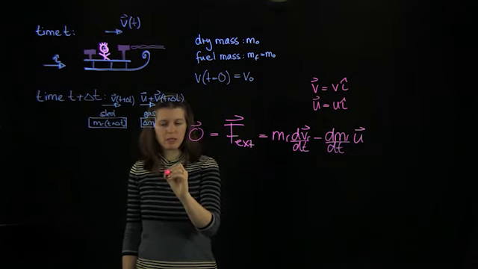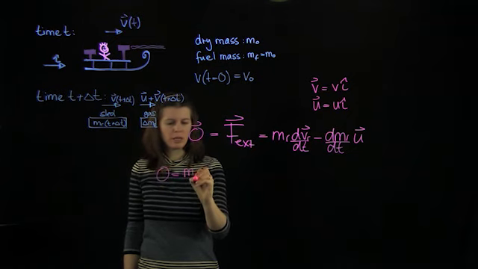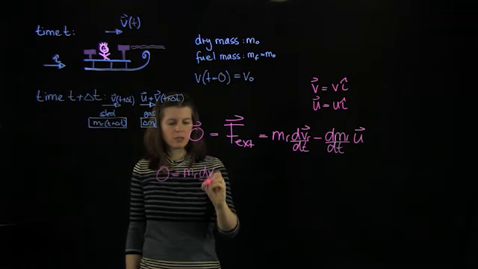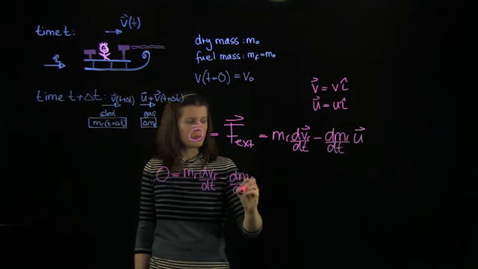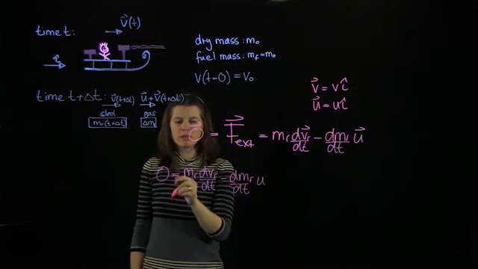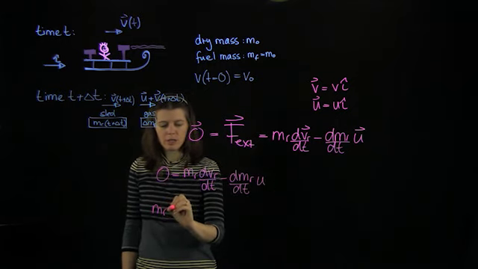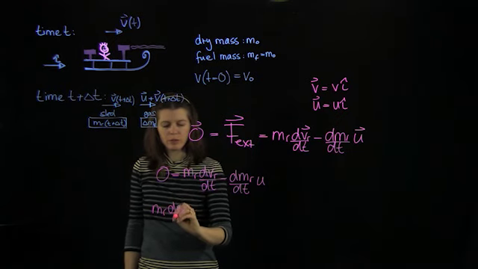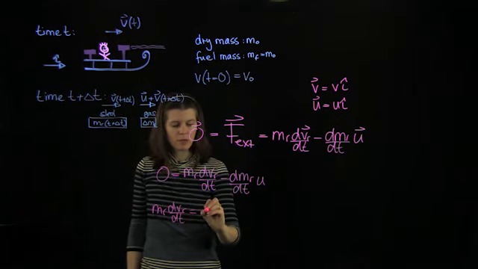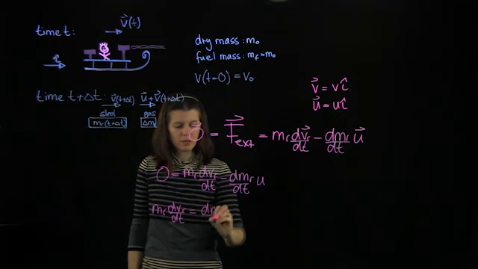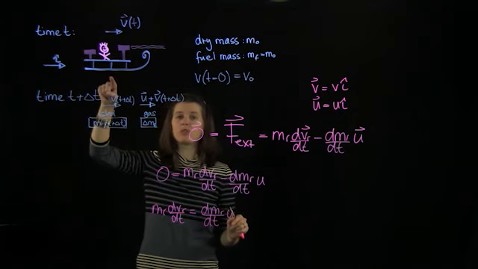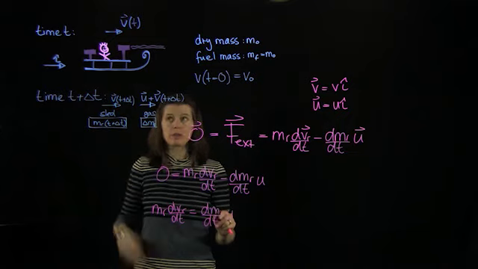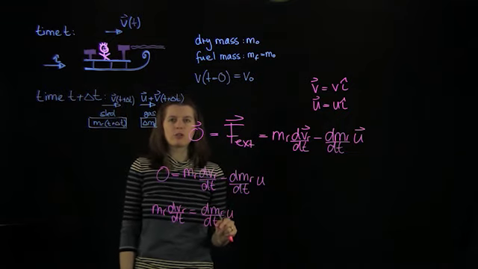We will get 0 equals m_r dv_r/dt minus dm_r/dt u. We can bring this one to the other side, and we end up with the relationship that we wanted to obtain, namely an equation that contains the differentials of the speed of the rocket sled and the differential of the mass.